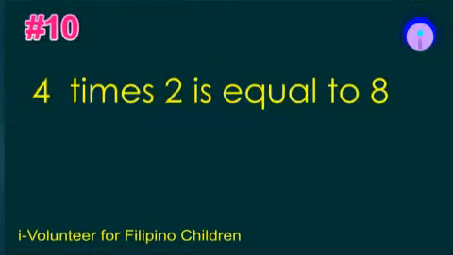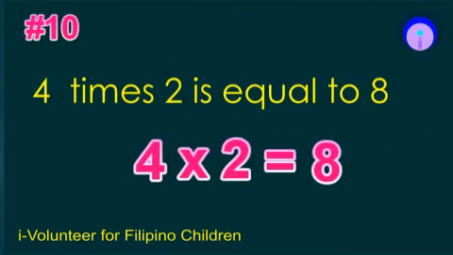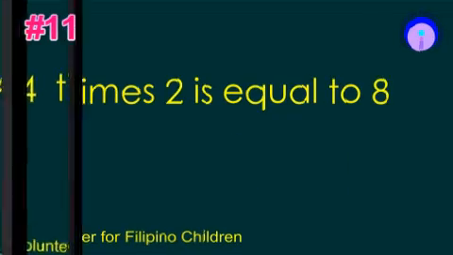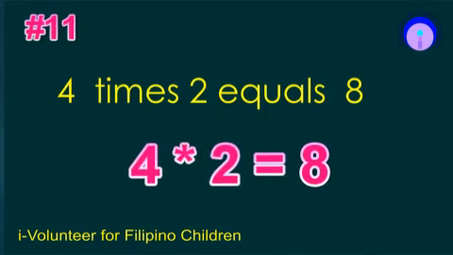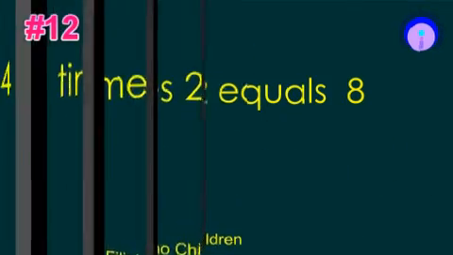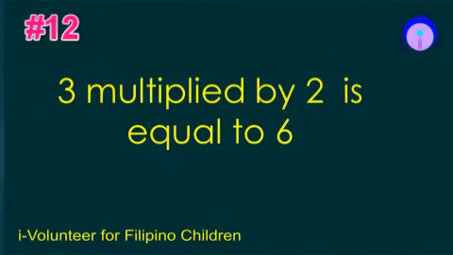Number 10. 4 times 2 is equal to 8. Number 11. 4 times 2 equals 8. Number 12. 3 multiplied by 2 is equal to 6.